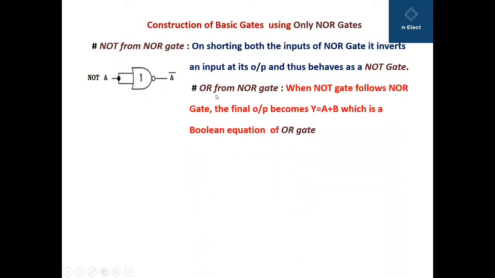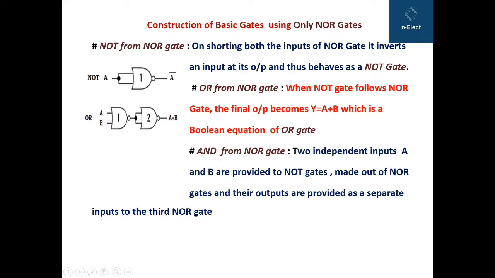For conversion of NOR gate into OR gate, a NOR gate followed by a NOT gate using NOR gate is shown. So this is a NOR gate which gives output for the inputs A and B as A plus B whole bar, and when A plus B whole bar is applied as an input to this NOT gate, we will get A plus B double bar, that is A plus B, and Y equal to A plus B is the Boolean equation of OR gate.